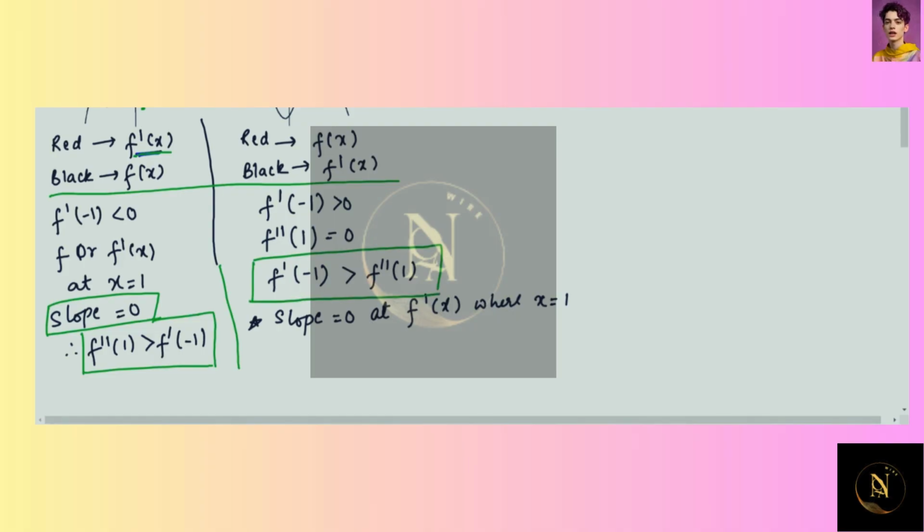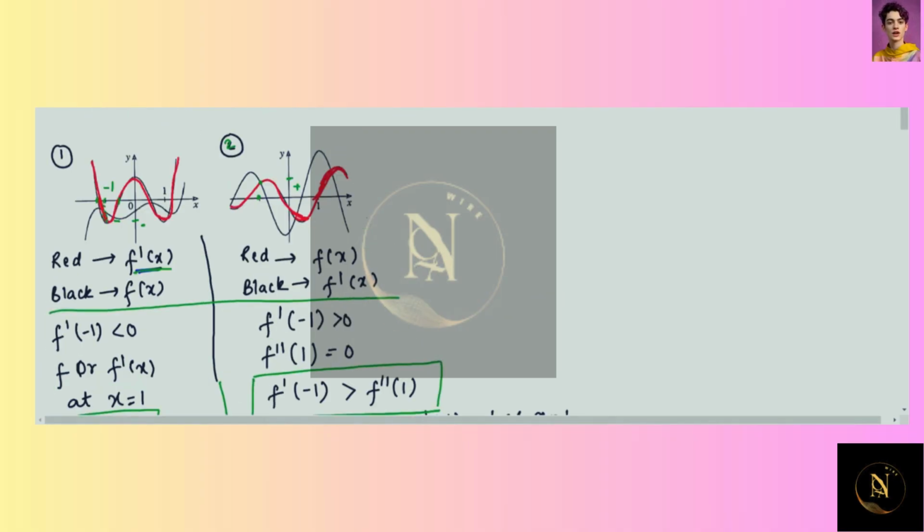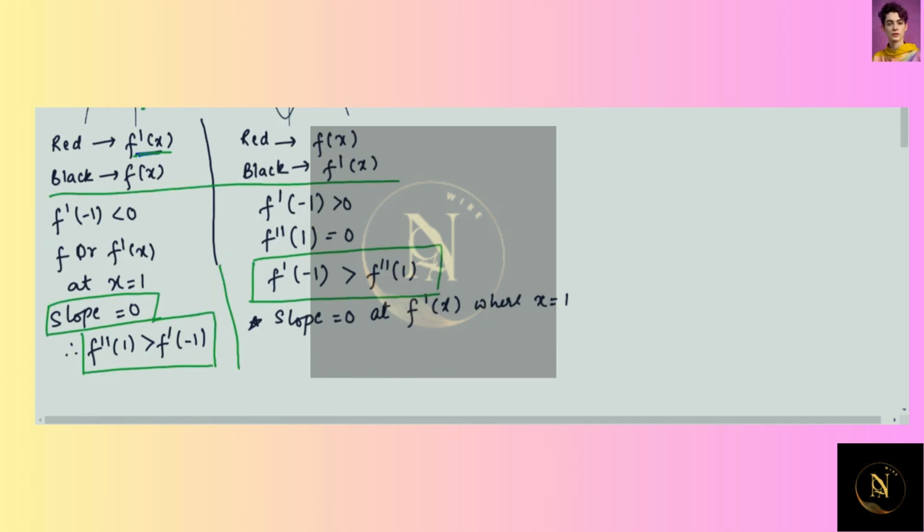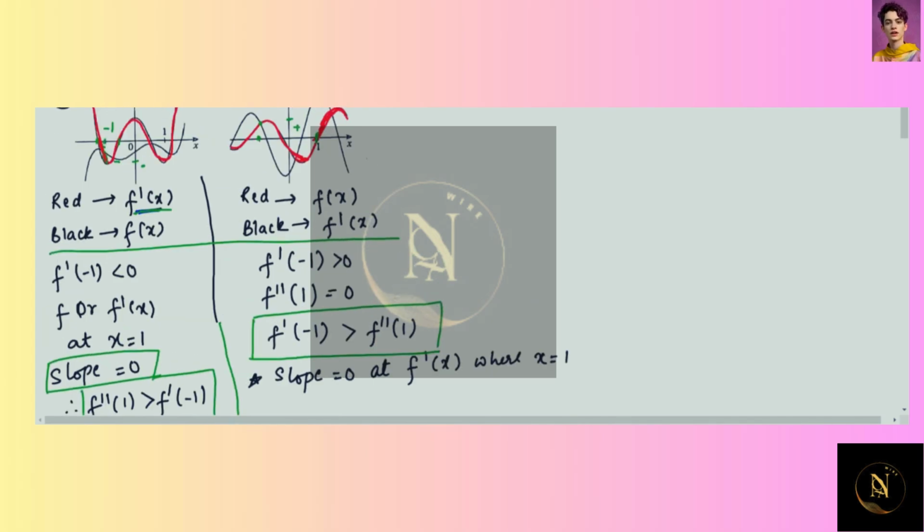Remember, the slope is equal to 0 for f dash of x when x equals 1 here. Can we see here? Yes, at x equals 1 the slope is 0 here. So this is why we have got this answer.